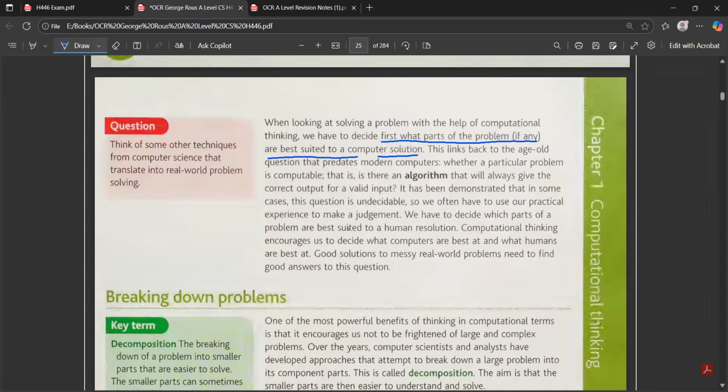We also have to decide which parts of a problem are best suited to human resolution. Computational thinking encourages us to select what the computers are best at and what the humans are best at. When we use our strengths all together, this is what makes accurate solutions work for us.